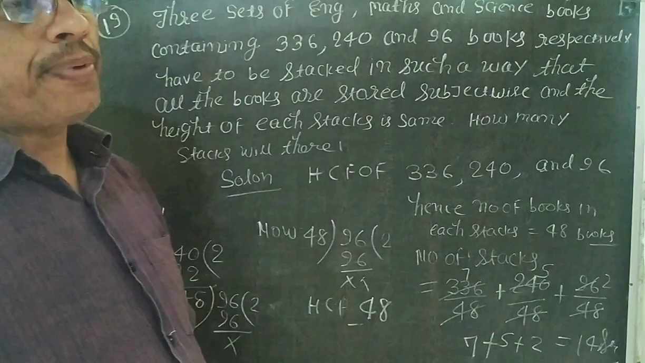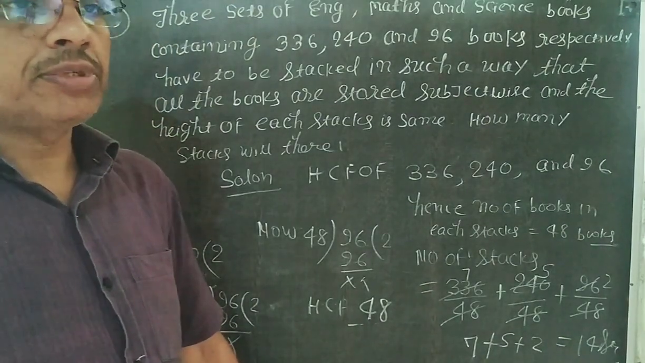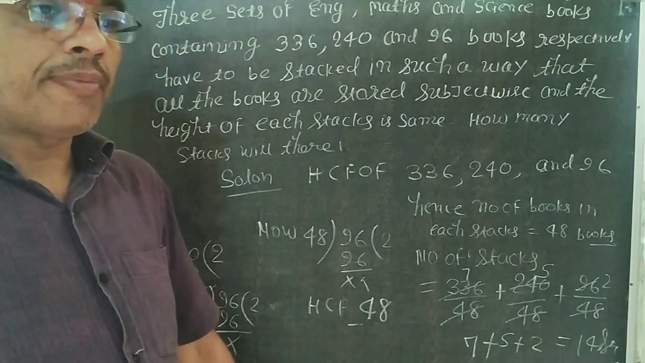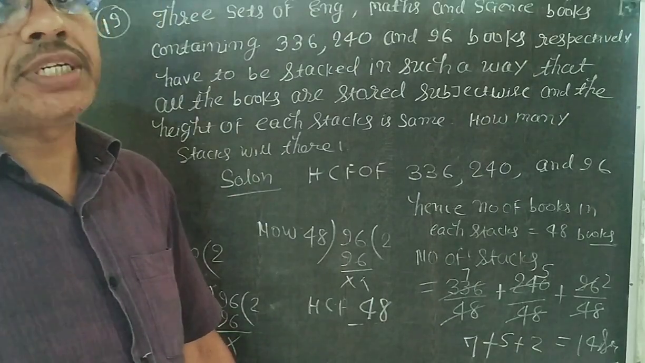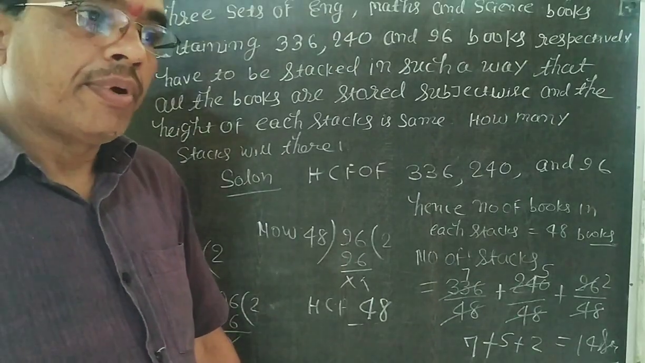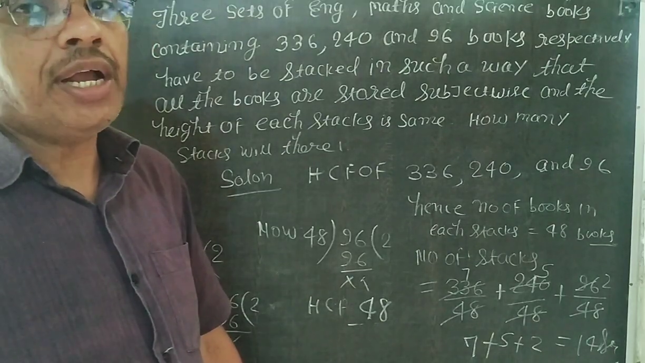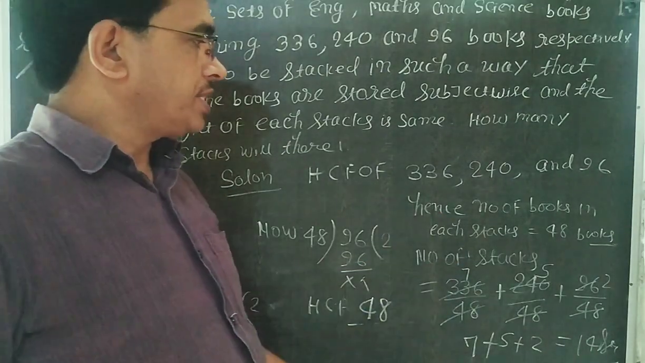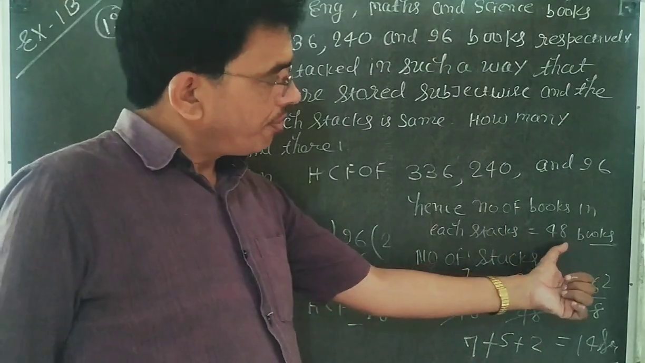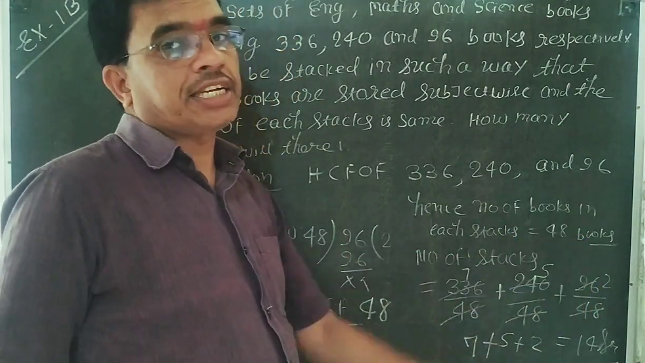The HCF of these numbers is always the solution of your question. Whether it asks the number of stacks, the number of sheets, or the number of books, this type of question is always solved with the HCF. So we first find the HCF; the HCF is 48, so there are 48 books in each stack.